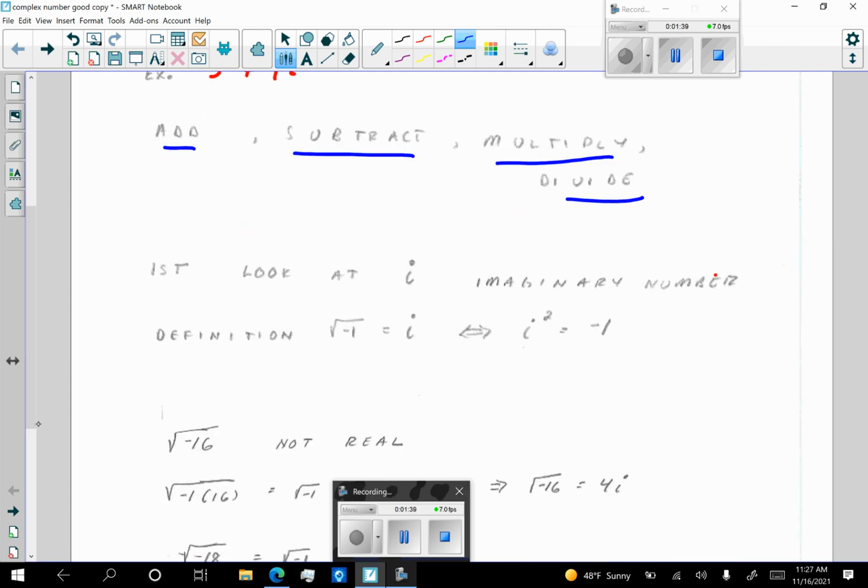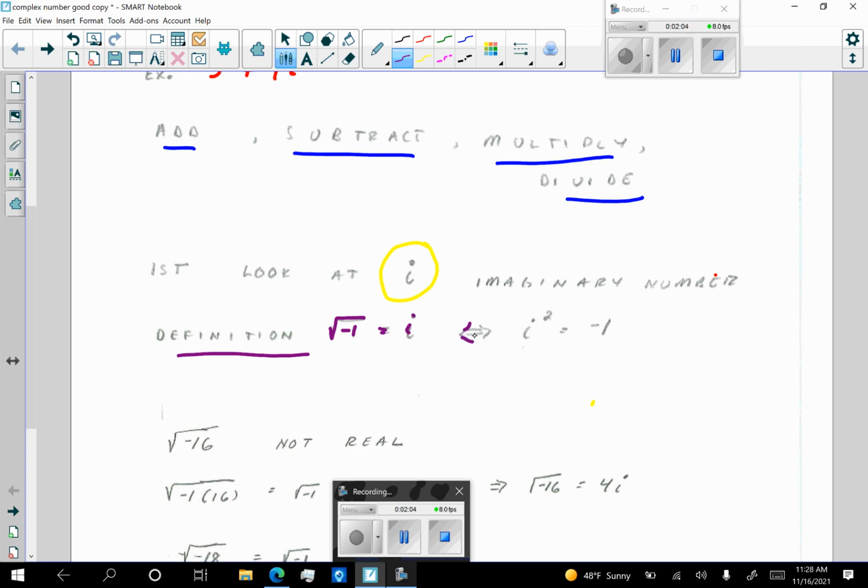So the first thing we need to look at is this guy right here that we call i, the imaginary number i. What in the world is i? Well, i has a very clear definition. The definition of i is simply this: i is the square root of -1. The square root of -1 is equal to i.